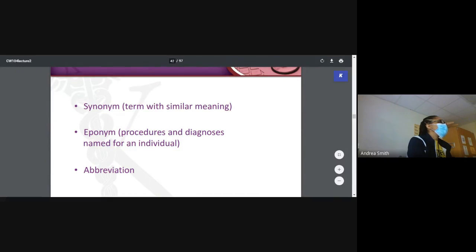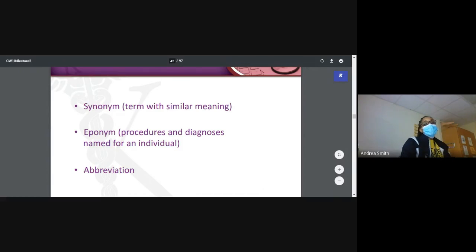Know that a synonym is a term with a similar meaning. An eponym is a procedure or diagnosis named for an individual. So they're named after somebody. An eponym is named after somebody. So Epstein-Barr, the Epstein-Barr virus, Epstein and Barr came up and founded the virus. So they named it after themselves.